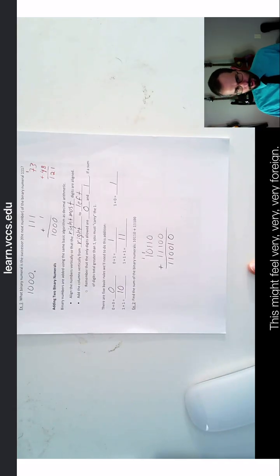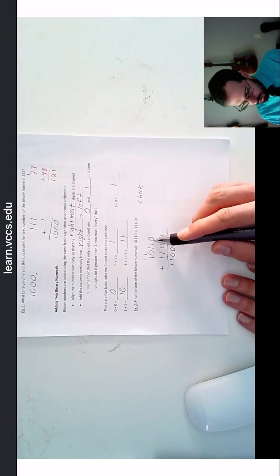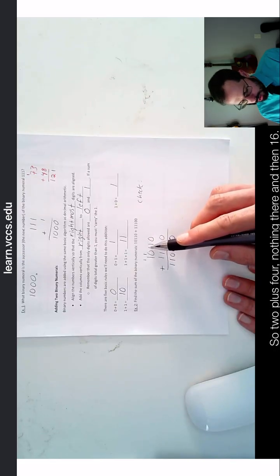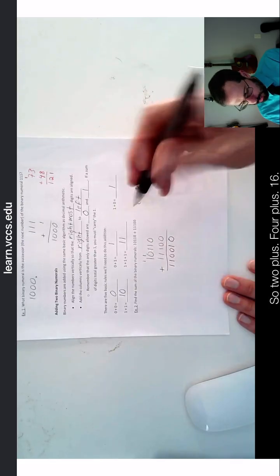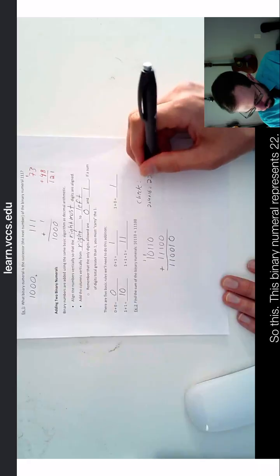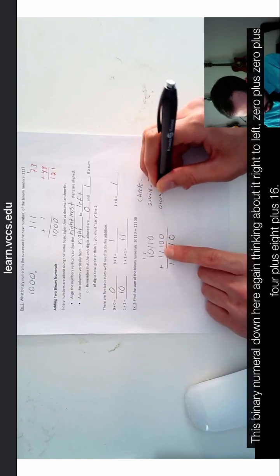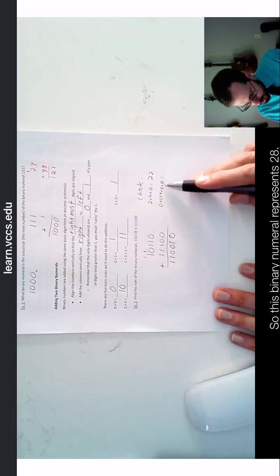This might feel very foreign, so let's check by converting these numbers back into decimal, which hopefully you've had a chance to work through in the homework, so this feels a little bit more familiar, right? We've got here my number of ones. So I've got 0, then my number 2, so 2 plus 4, nothing there, and then 16. So 2 plus 4 plus 16. So this binary numeral represents 22. This binary numeral down here, again, think about it right to left, 0 plus 4 plus 8 plus 16. So this binary numeral represents 28.